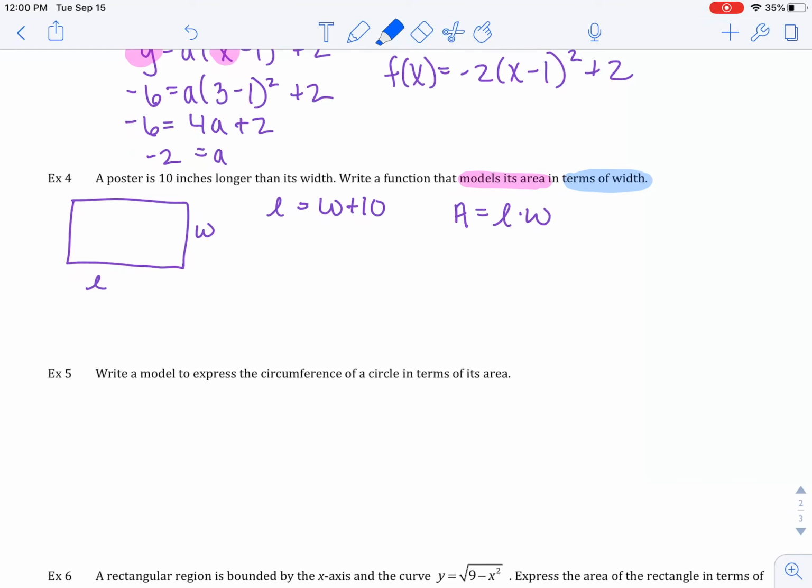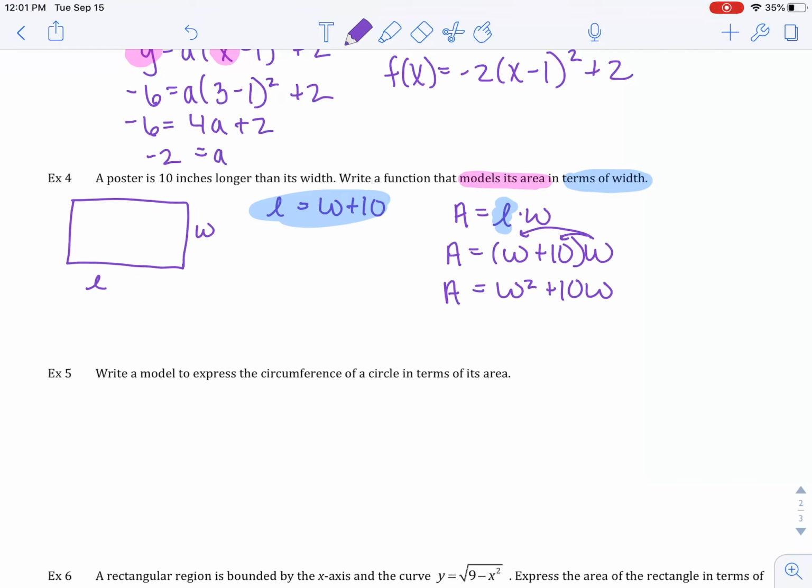That means I need to get rid of the length. So plugging it in now, the length inside. So area equals, this is the new length. Copied the second W still from the original width. Distribute the W in. And there we have a function that models the area, right? It's an A equals, but everything is with respect to width.